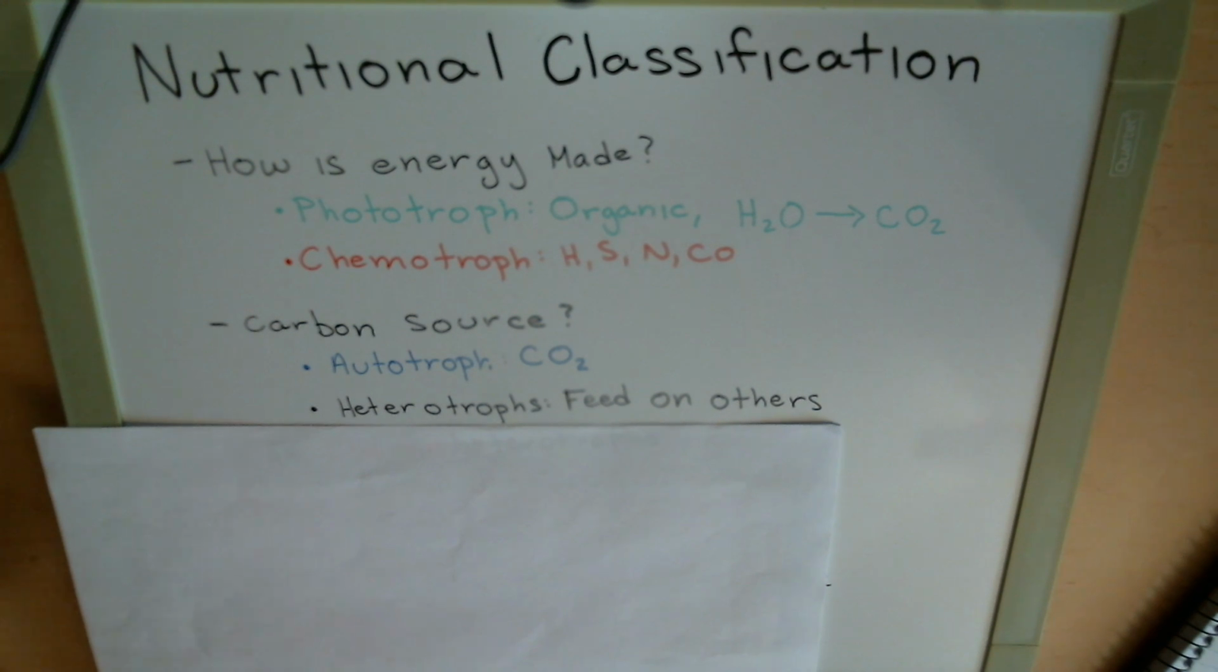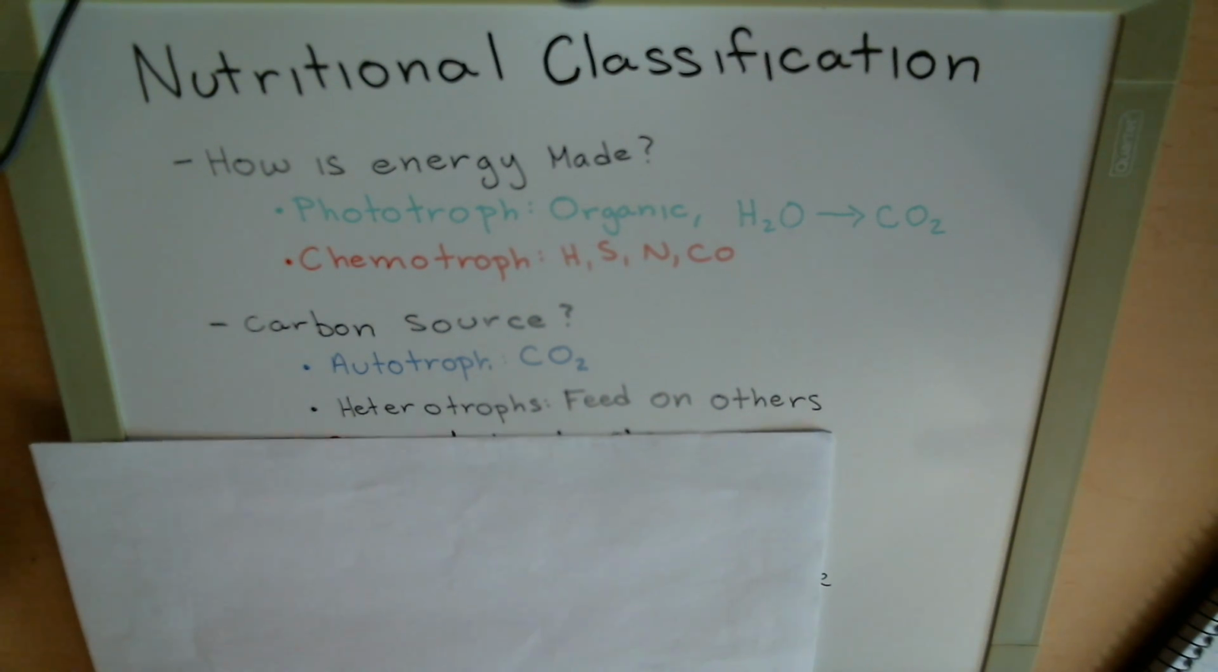Now, a quick question for you guys is, where would humans fall under this category? The way you do that is you pick either a phototroph or a chemotroph and combine that with an autotroph or a heterotroph. So if you guys want, quickly pause the video.